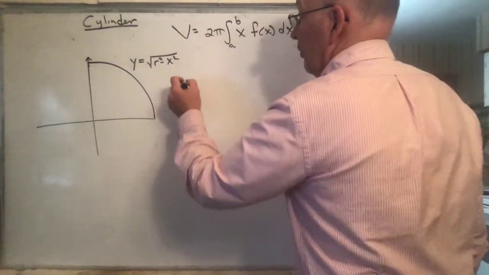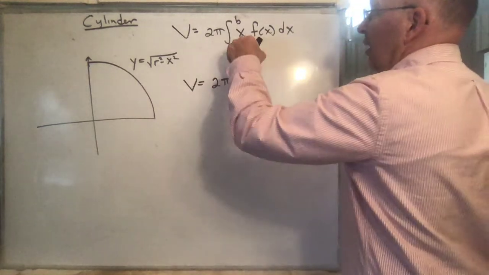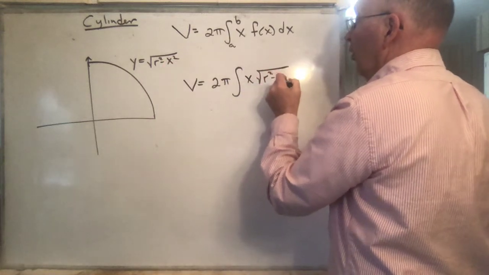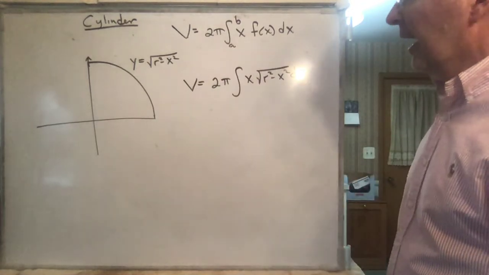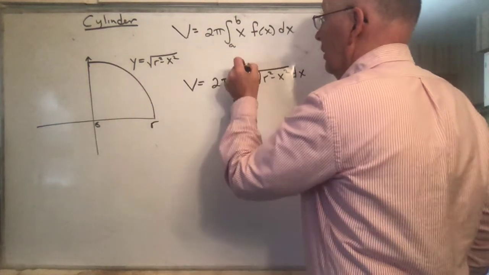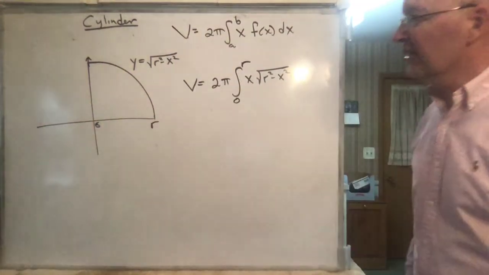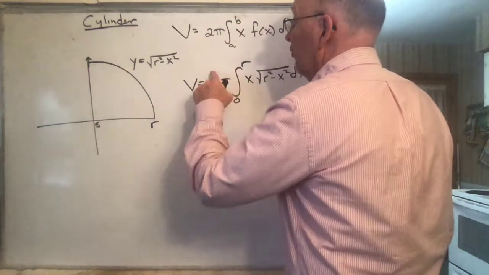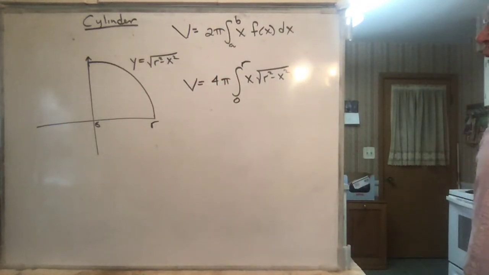Okay, so here we go. The volume is going to be 2 pi times x times the function right there, the square root of r squared minus x squared dx, and we want to go from 0 to r. If you take this whole region here all the way around the other side, you're going to get exactly half of the sphere. We want the whole sphere, so again we'll use symmetry and multiply this by 2. If you multiply it by 2, you're going to get a 4 out there. So there's what we have to integrate.